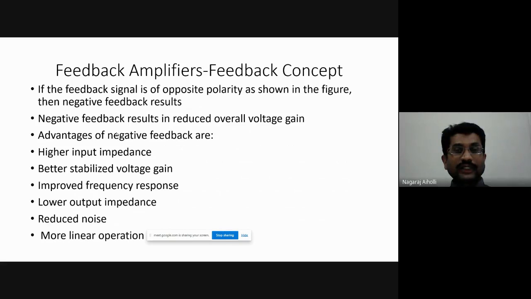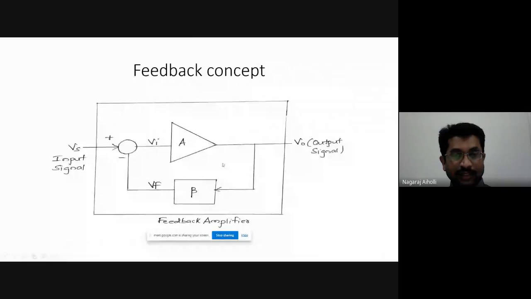Then what are the advantages of negative feedback? Even though there is a decrease in the overall voltage gain, it provides high input impedance. We'll see how it provides high input impedance in a later part of the topic. It also provides low output impedance. Noise will be reduced because it is performing Vs minus Vf, the subtraction operation.